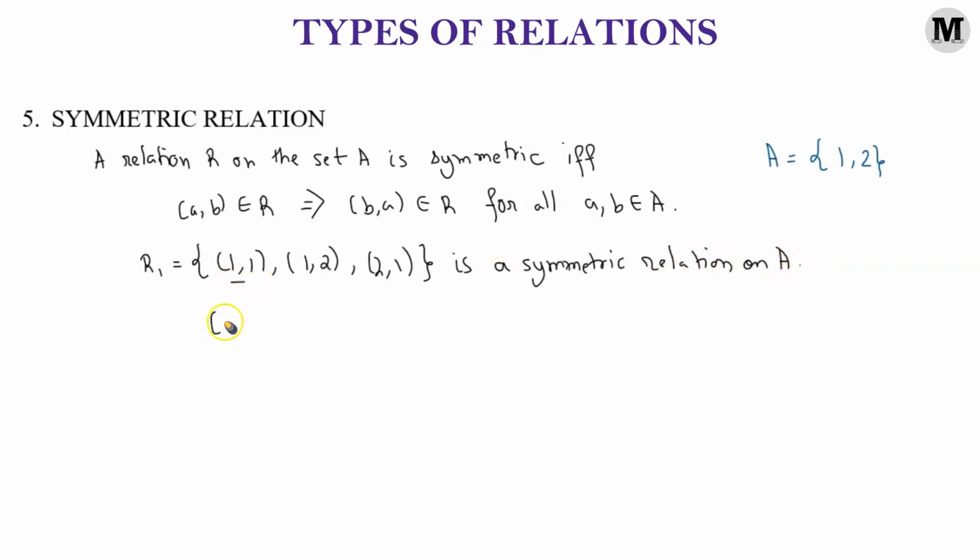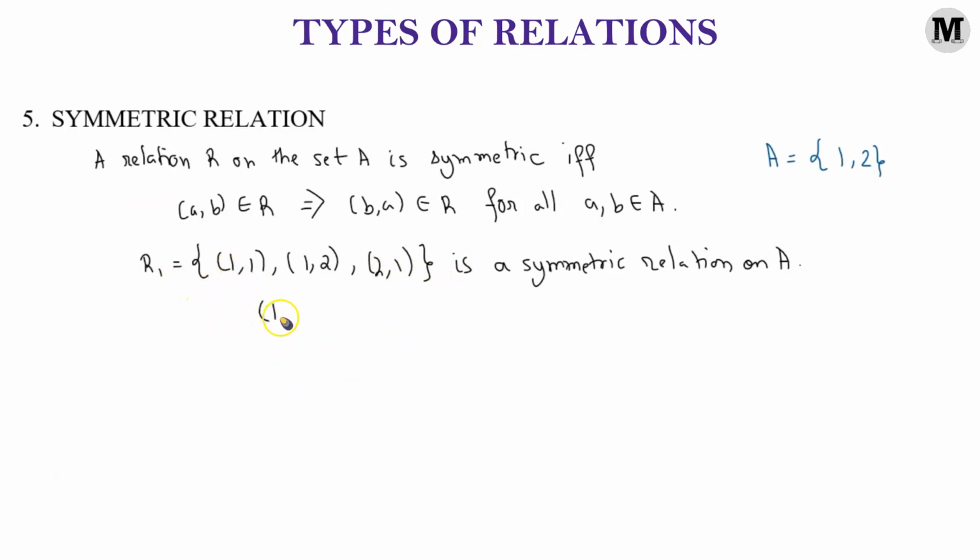If we pick up the ordered pair (1, 1) and interchange the position of the elements in the first position and the second position, this simply gives us again (1, 1), and both of these are present in R1. If we take (1, 2) and interchange the positions of the elements, we get (2, 1), and we see that both of them belong to the relation R1.